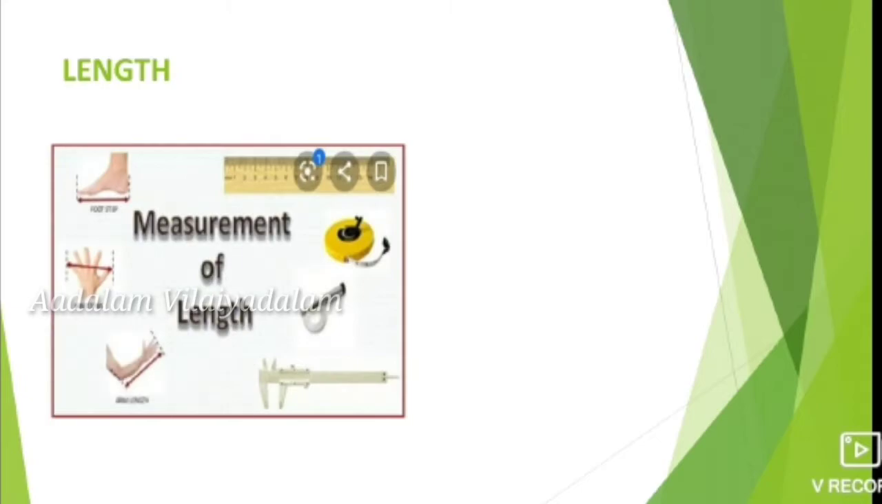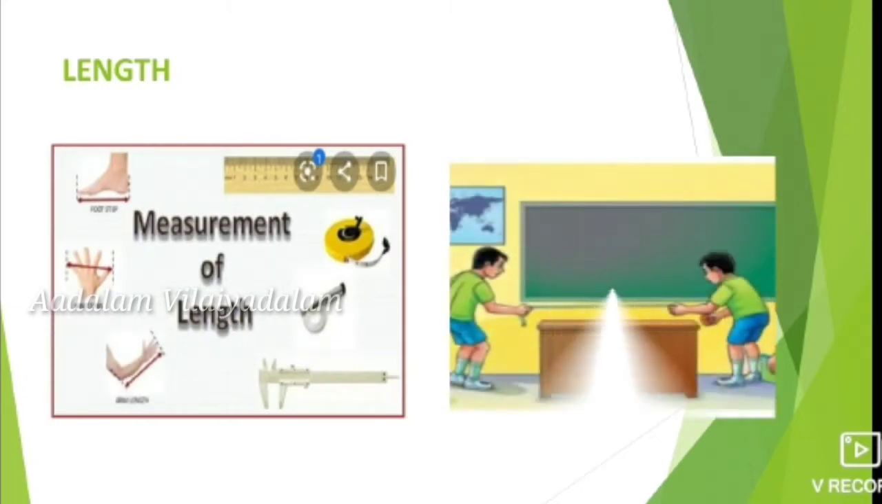Next, I will explain about length. What is meant by length? The distance from one end to the other desired end is known as length. Simply put, the distance between two edges is known as length. The standard unit of length is meter, and it is expressed by the letter small m. Very small lengths can be measured by centimeter and millimeter.